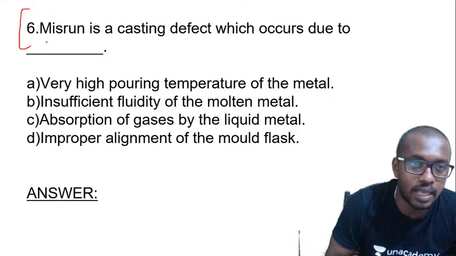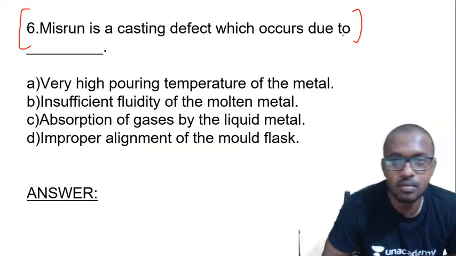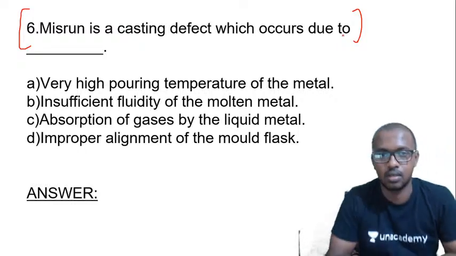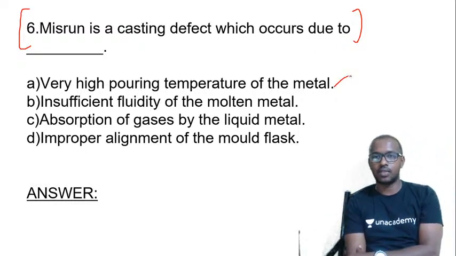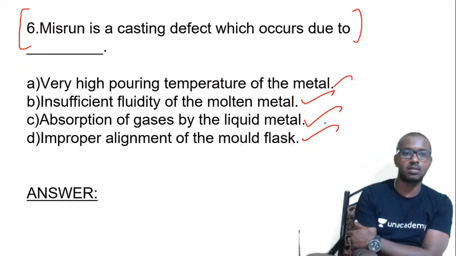So I'm moving on to the next question. Misrun is a casting defect which occurs due to dash: a very high pouring temperature of the metal, insufficient fluidity of the molten metal, absorption of the gases by the liquid metal, and improper alignment of the mold flask as well. What is the answer for this?